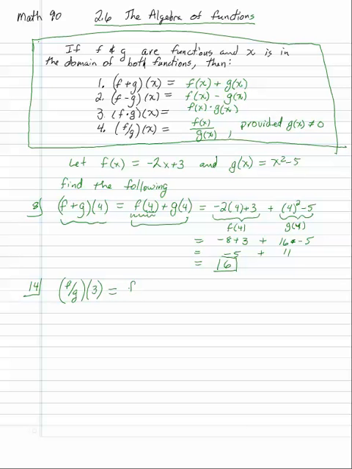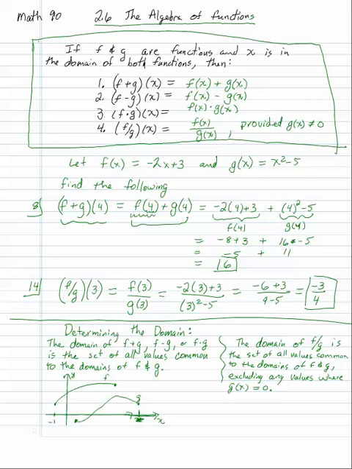Applying the rule, that's f of 3 divided by g of 3. Plug 3 in for x in the f function, so negative 2 times 3 plus 3. Plug 3 into the g function, 3 squared minus 5. Work both of those out, order of operations: negative 6 plus 3 on top, and 9 minus 5 on the bottom. So we get negative 3 over 4. That doesn't simplify, so there you go: negative 3/4.